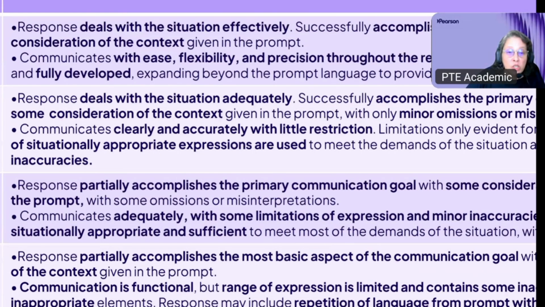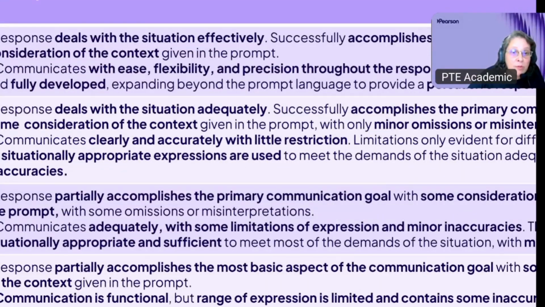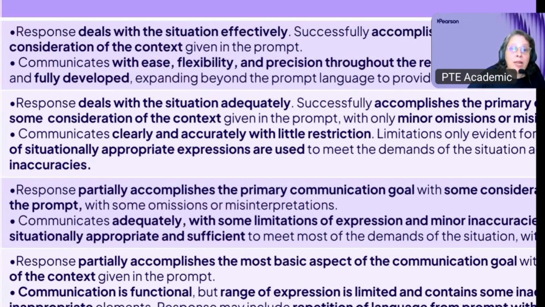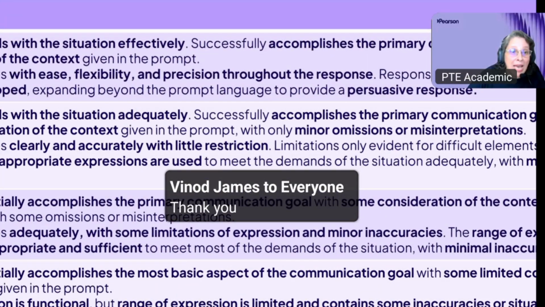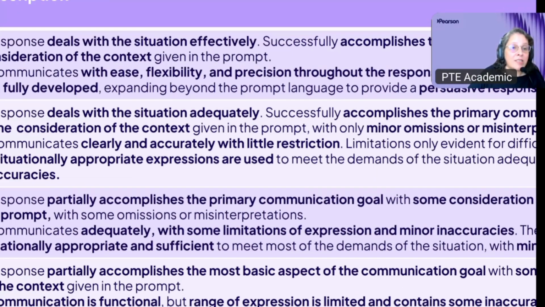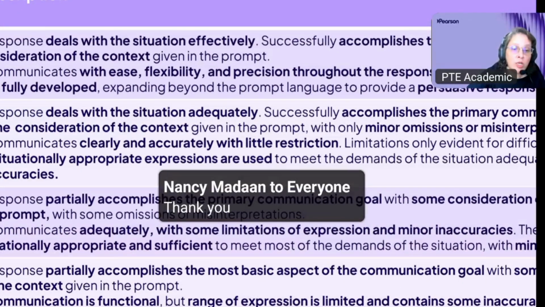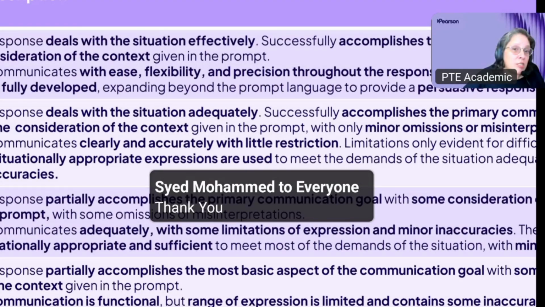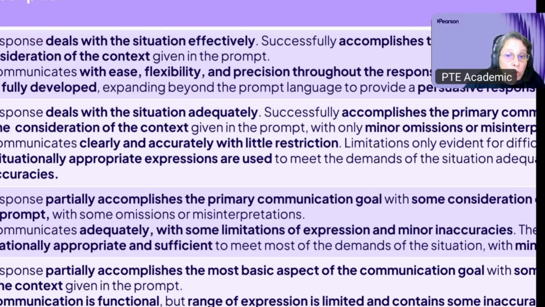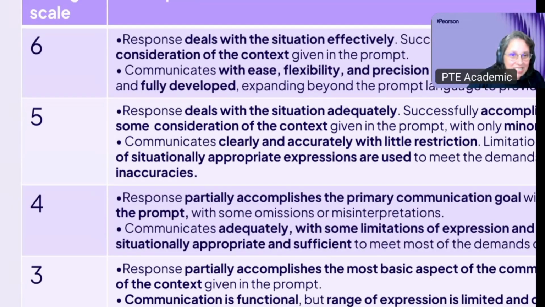So the response is situationally appropriate and fully developed, expanding beyond the prompt language to provide a persuasive response. At lower levels, test takers tend to just use the language from the prompt, from the question type, and just repeat that. But at a higher level, the test taker is expected to display how they can paraphrase it, use their own words to be able to persuade the other person with their response, right? So this is at a 6.